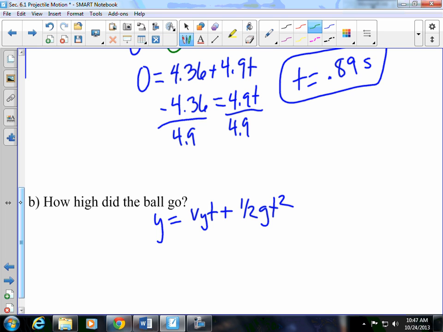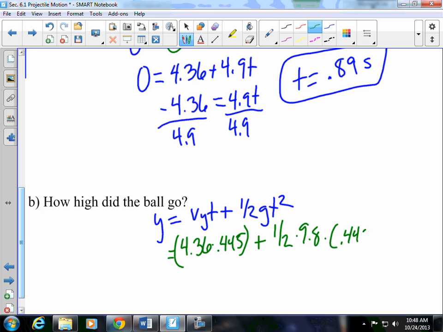So we're going to go ahead and solve for y using all the things that we knew. We know y is 4.36 times t, which is 0.445, because it's half of our value since we're at our highest point, plus 1/2 times 9.8 times 0.445 squared. You go ahead and add that all up, and you get y is equal to 2.9 meters. Sig figs, there's 2.